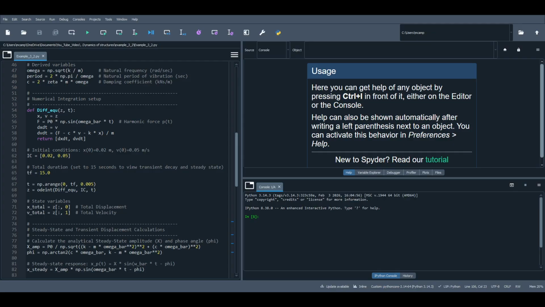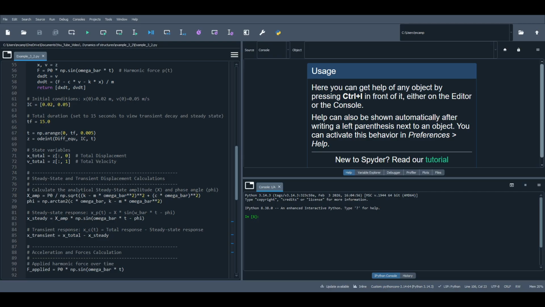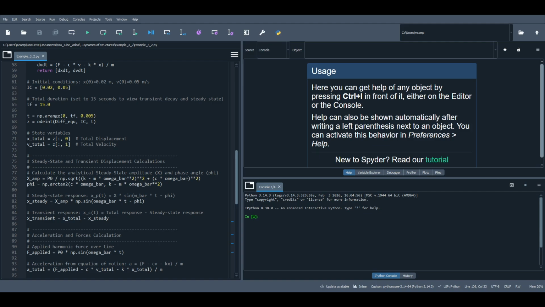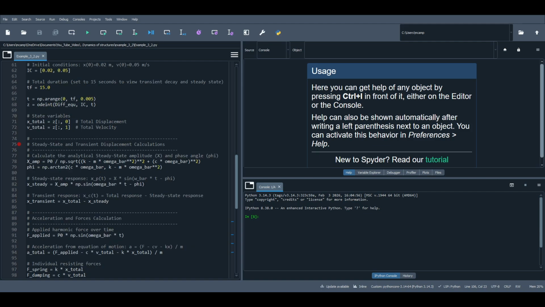Odeint solves the differential equation across all time steps, starting from the initial condition. After that, we extract the state variables, so the total displacement x and the total velocity. Starting at line 75, there is the steady state and transient displacement calculation.